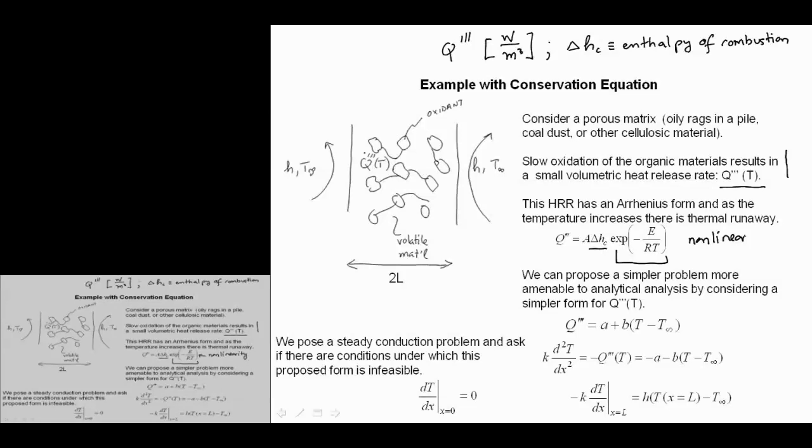But just, again, to get insight into this problem, we're going to look at a simpler problem by assuming that we have a very simple temperature dependence for this energy release rate. So we're going to assume that the energy release rate is equal to a constant plus a proportional relationship to the temperature difference compared to the environment. So T infinity is the environmental temperature.